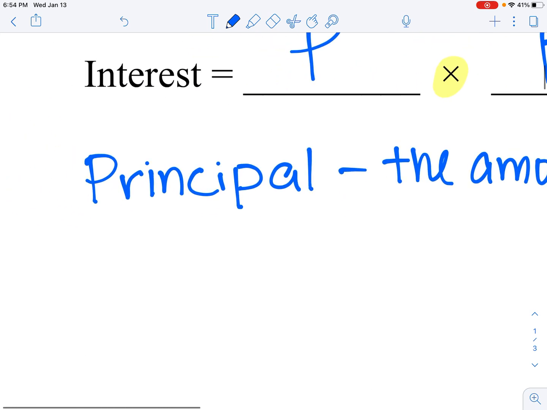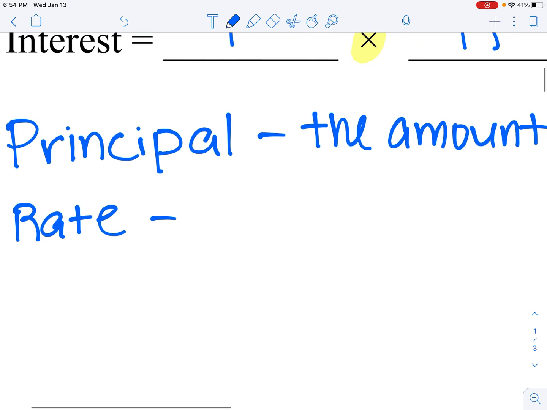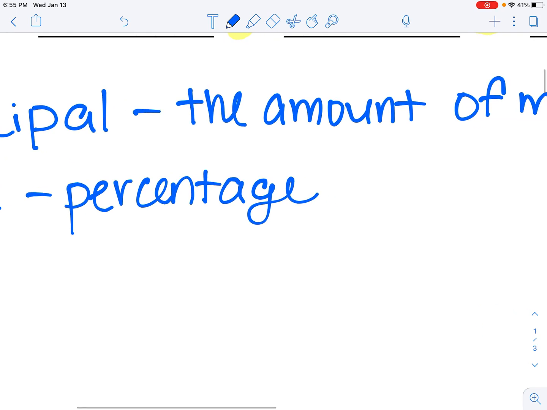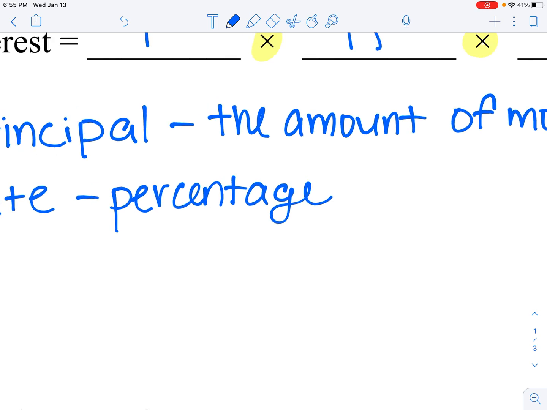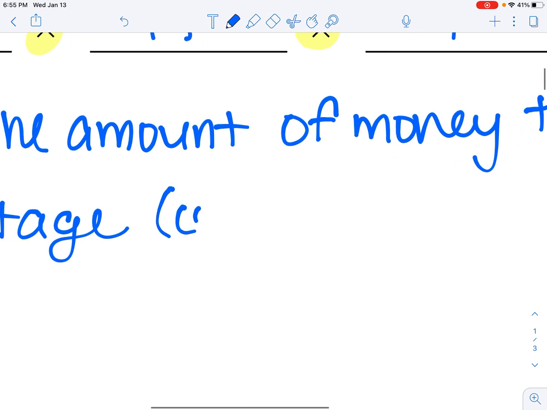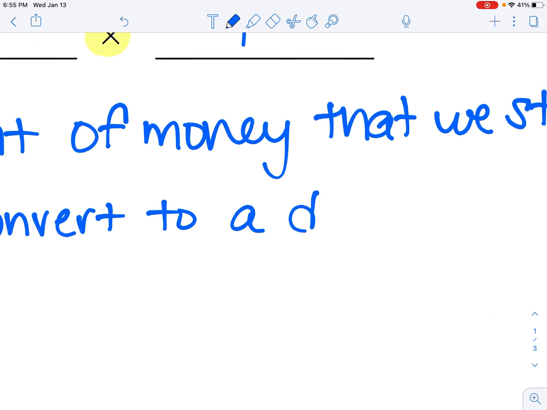Then we have our R, which stands for rate. And our rate is always the percentage. So your bank might give you 5% interest or, I don't know, 3.5% interest. It all depends on your bank. So it's just the percentage. But as we know, we can't leave our percent as a percent. So our rate can't stay as a percent. Instead, we need to convert it to a decimal.